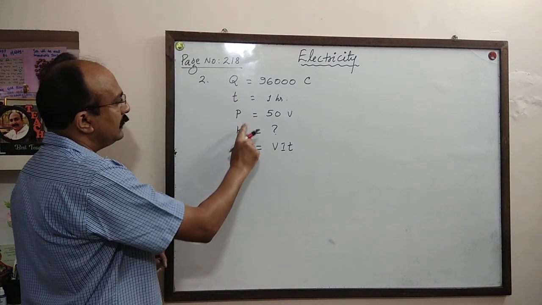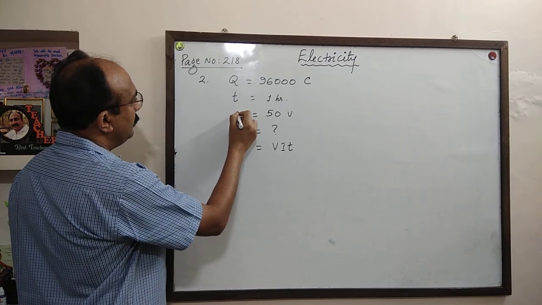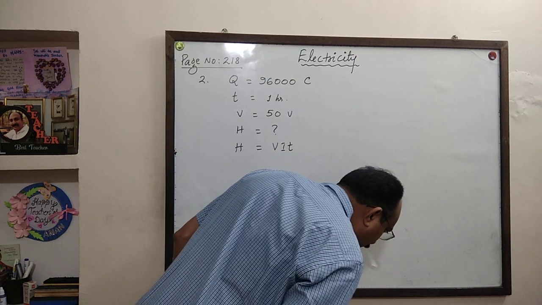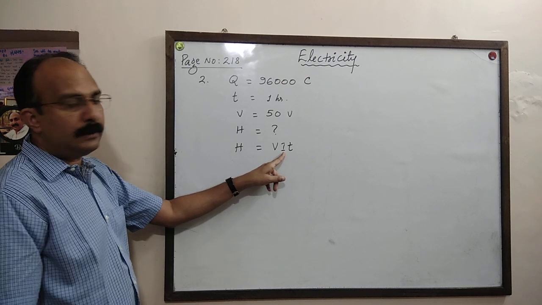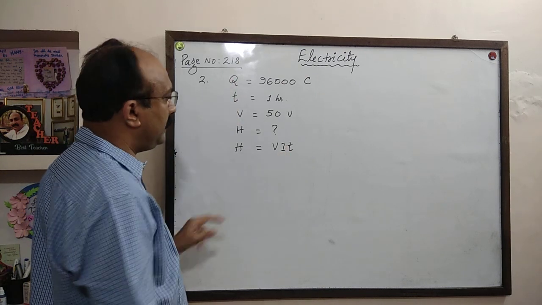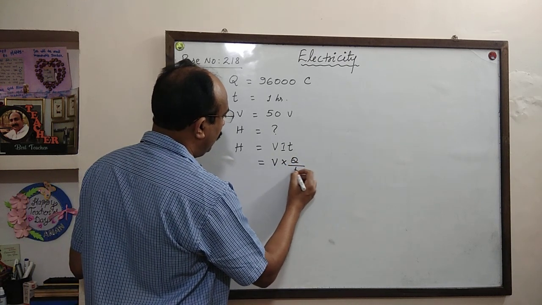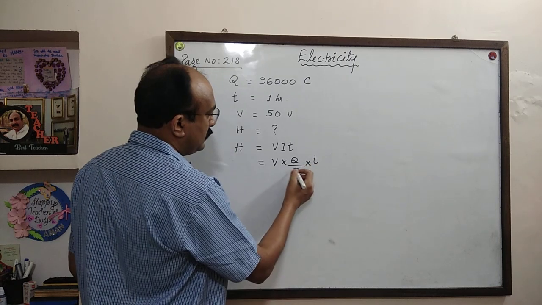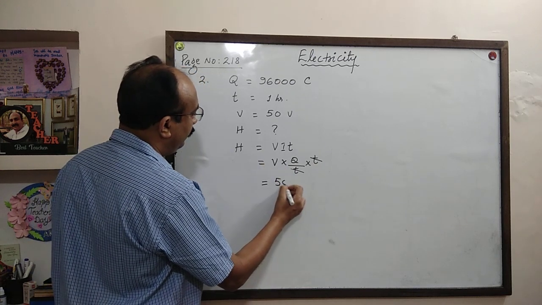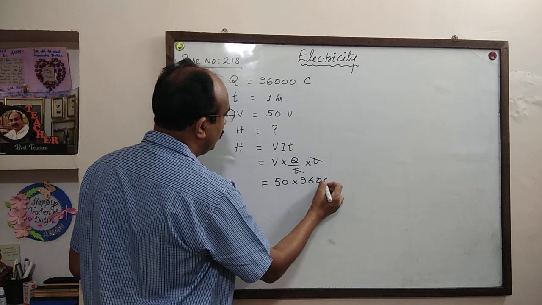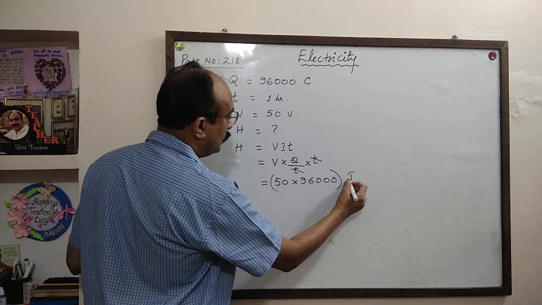But potential difference is given. V is given, 50 volt. I is not given. But we know that I is equal to Q upon T. So this formula can be rewritten as V into Q upon T into T. So this T and T got cancelled. V into Q. V is 50. Q is 96,000. And H, the unit of heat is joule.